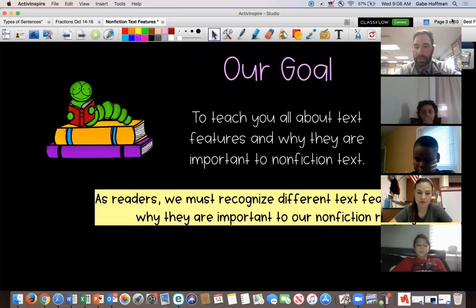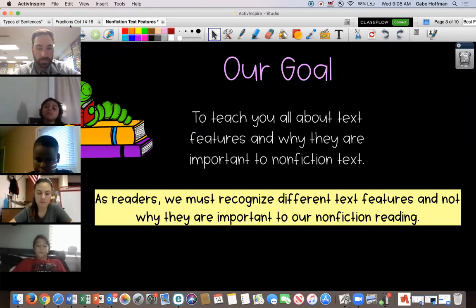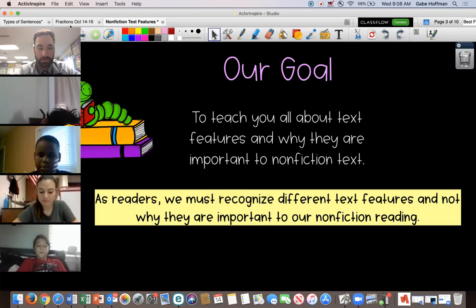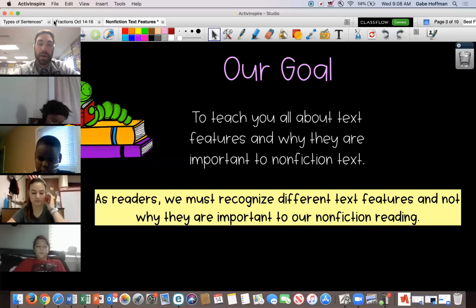Michael, can you read our goal for today, please? To teach you all about text features and why they are important to nonfiction text. So we're going to look at a lot of different types of text features today and think about why they're important when it comes to nonfiction reading. We're going to pay very close attention to that why are they important part, how do they help us part, throughout the lesson today.